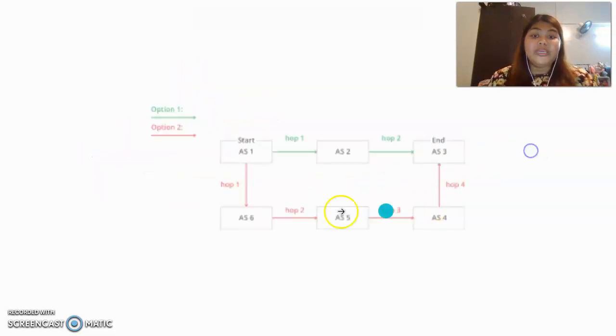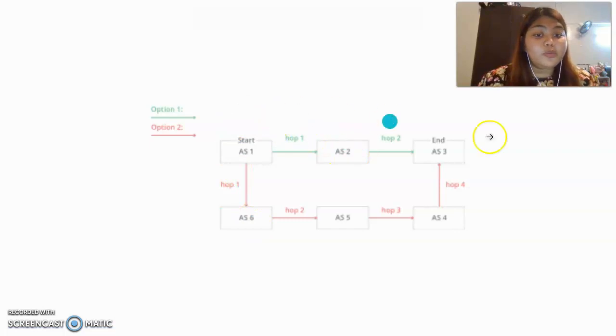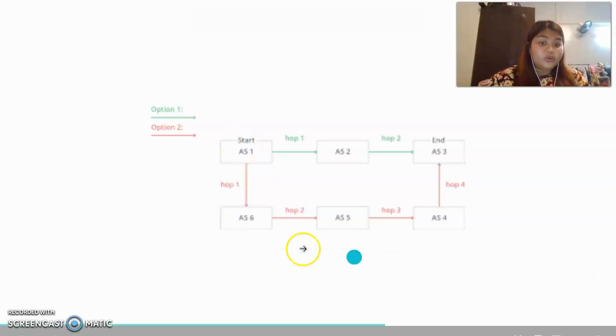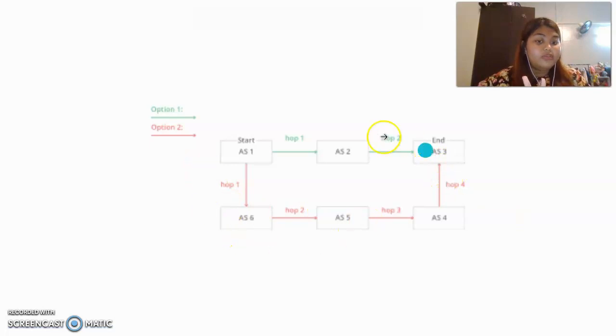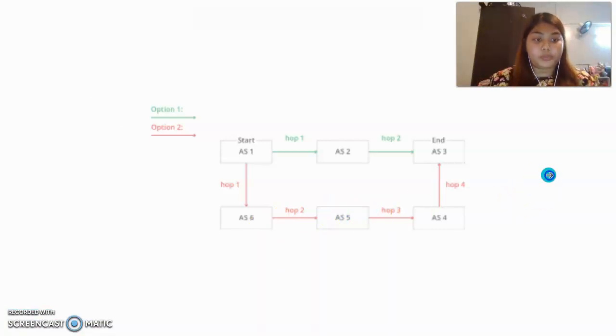So BGP will help the packet to be sent in a fast and efficient way. Based on this, the fast and efficient way is AS1, AS2, AS3. They will just go through 3 autonomous systems, while the second route will go through 1, 2, 3, 4, 5 autonomous systems, which is longer than option 1.